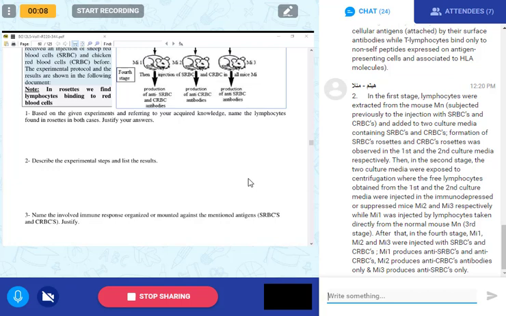After that, in the fourth stage, mouse 1 and mouse 2 and mouse 3 were injected with SRBCs and CRBCs. Mouse 1 produces anti-SRBCs and anti-CRBCs. Mouse 2 produces anti-CRBCs antibodies only, and mouse 3 produces anti-SRBCs only. Nature of the evolved immune response organized or mounted against the mentioned antigen.